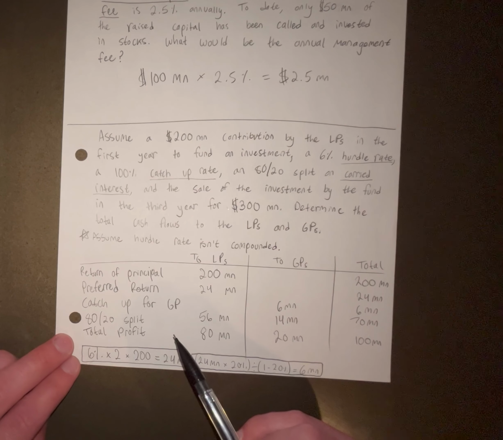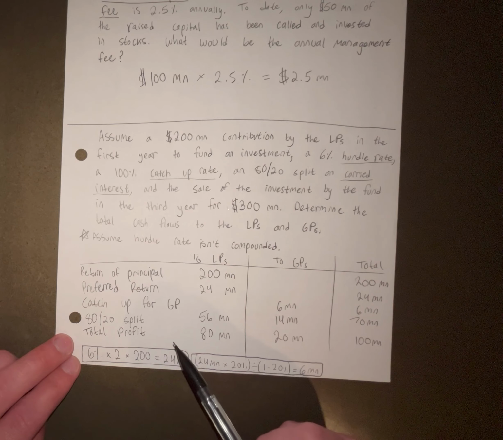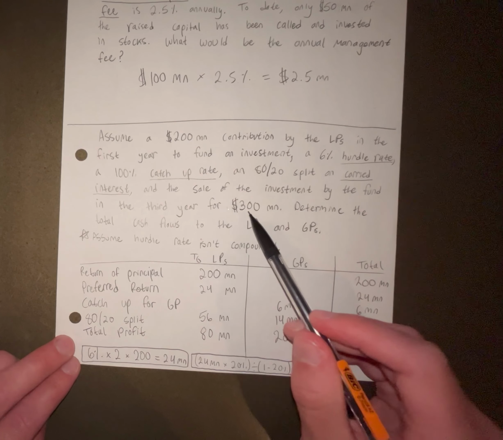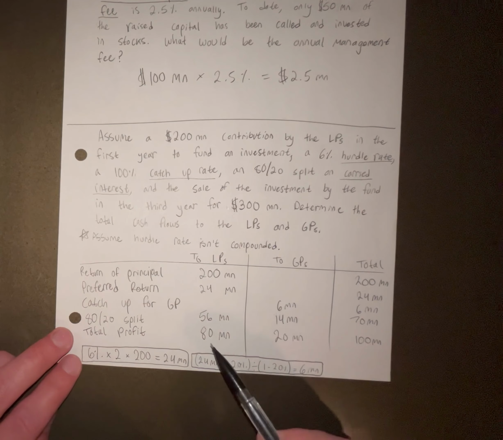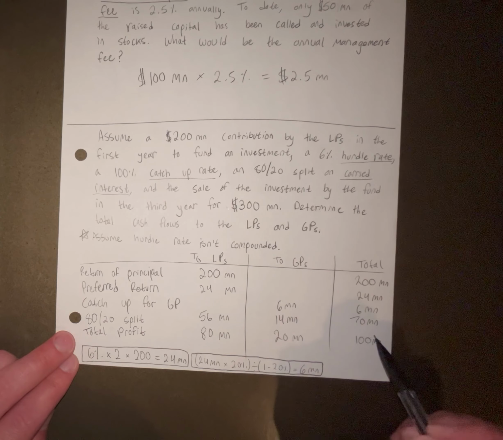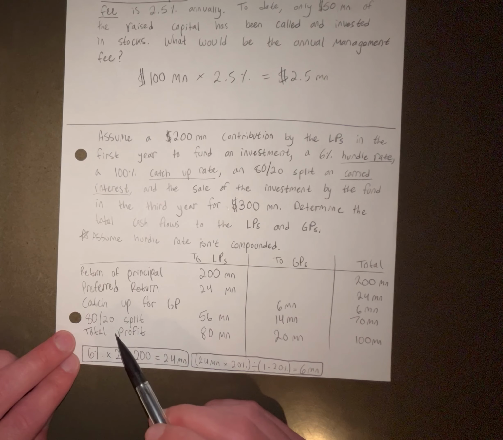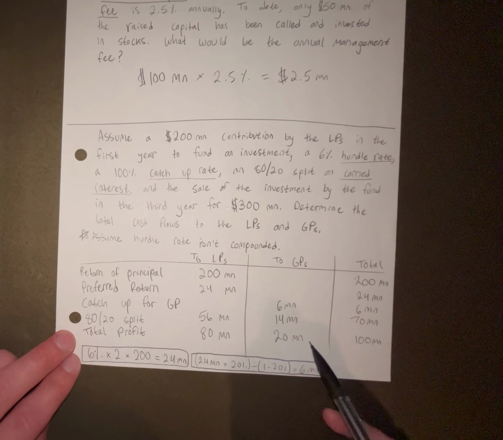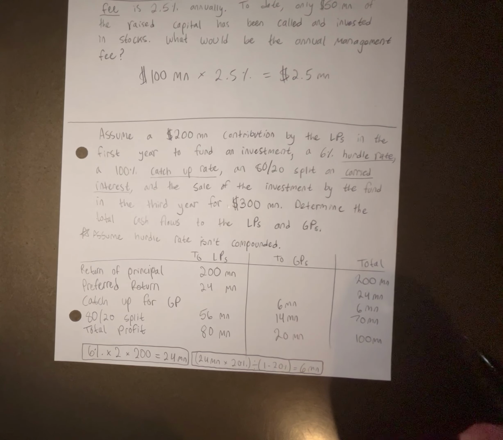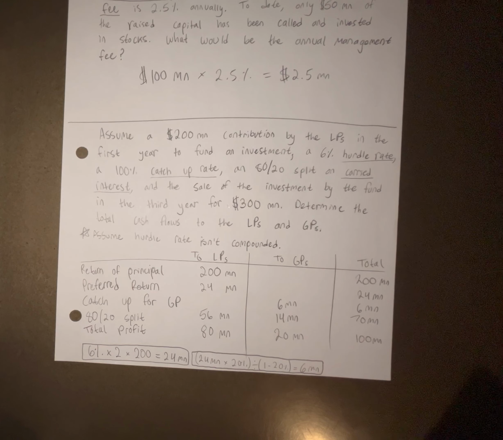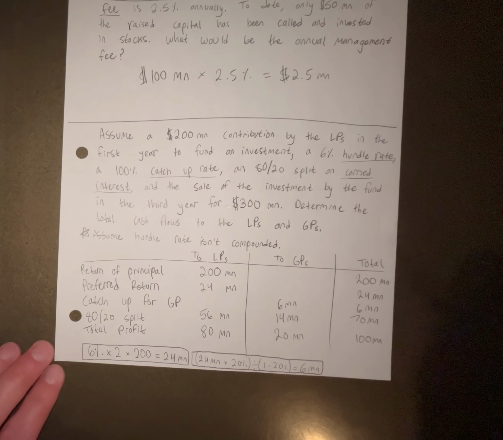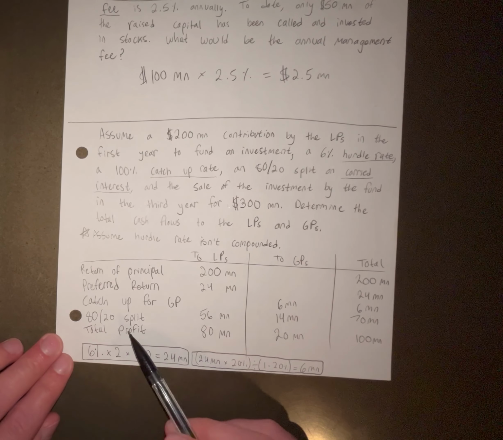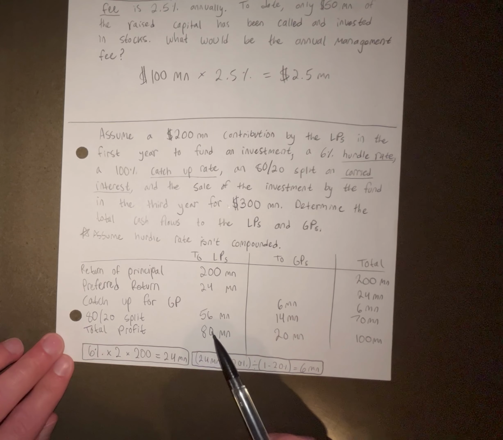We can subtract that from the total profit of $100 million, which is 300 minus 200, and we get $70 million for the GP and LP to split. So the 80-20 split, you just do 20% times 70, which comes out to $14 million. And the 80% that the limited partners get is $56 million.